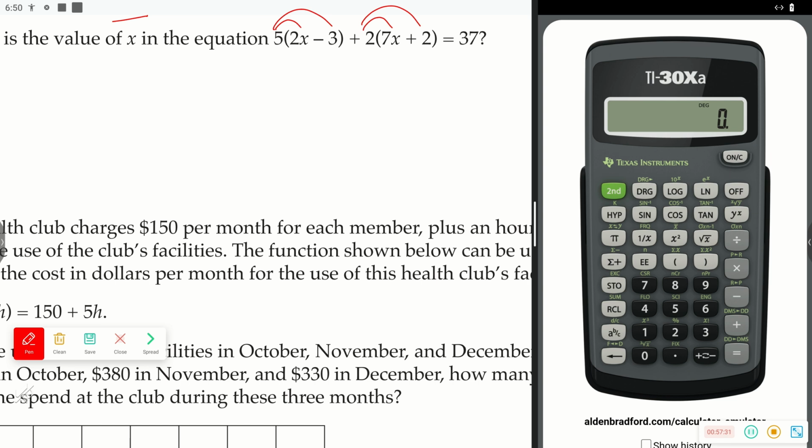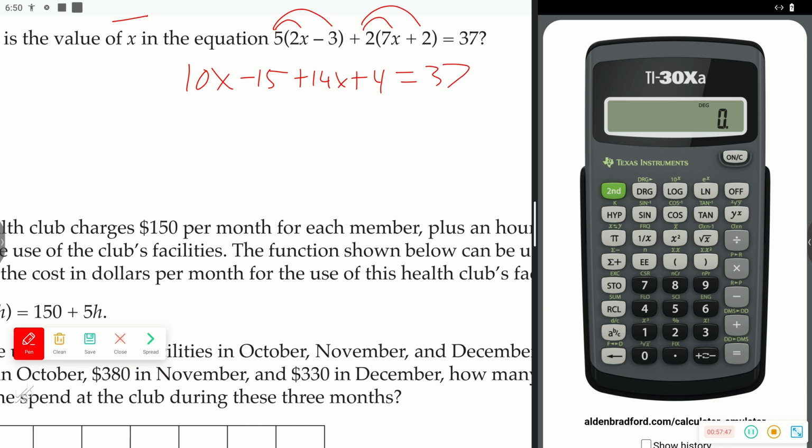So 5 times 2x is going to be 10x. 5 times negative 3 is minus 15. 2 times 7x is plus 14x. 2 times 2 is plus 4. And that's going to equal 37.